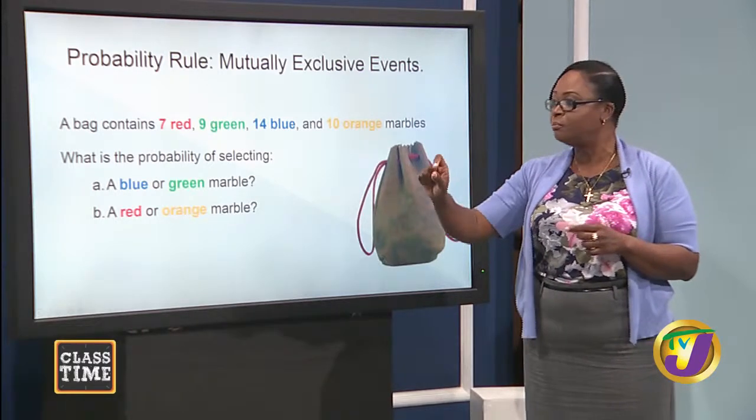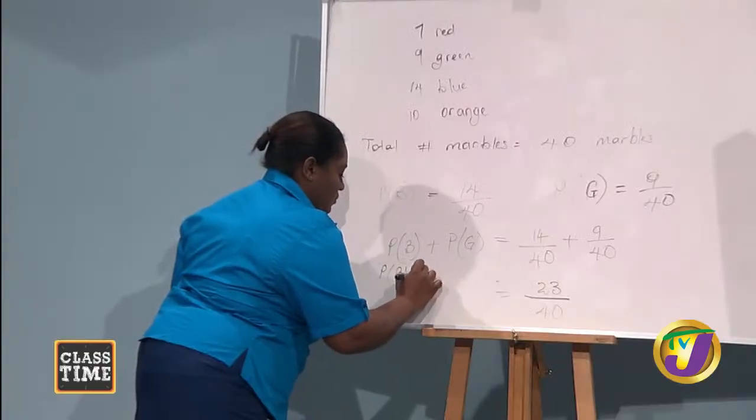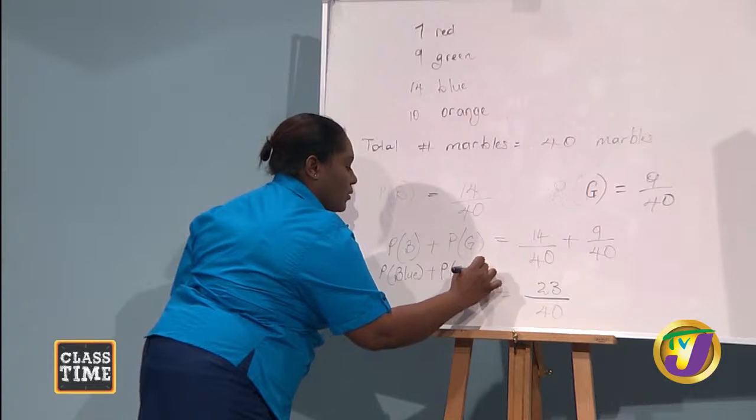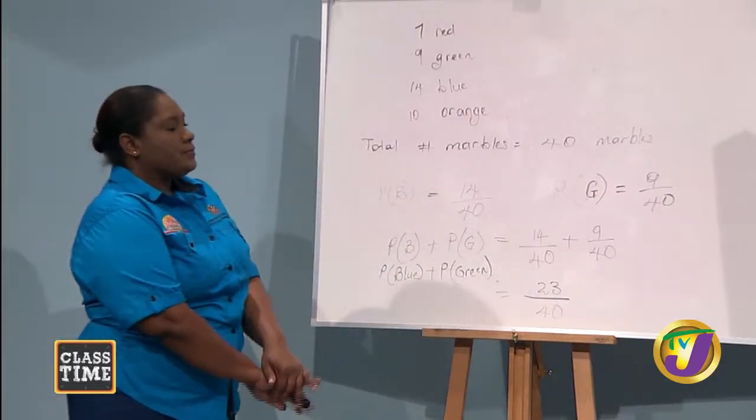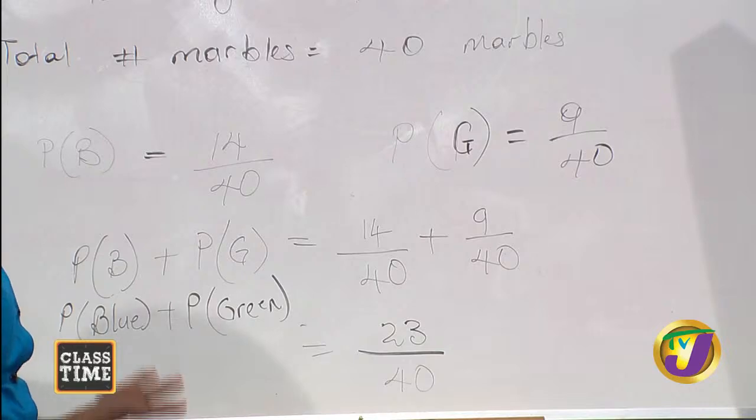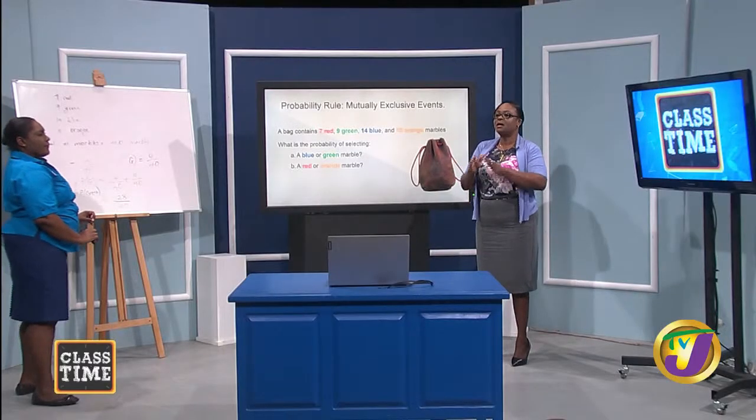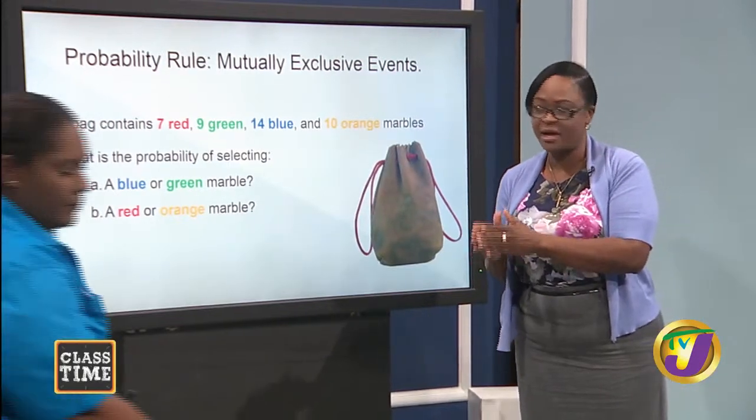So the probability of blue added to the probability of green. So in the addition rule, we have probability of A added to probability of B, understanding that A is an event and B is another event.